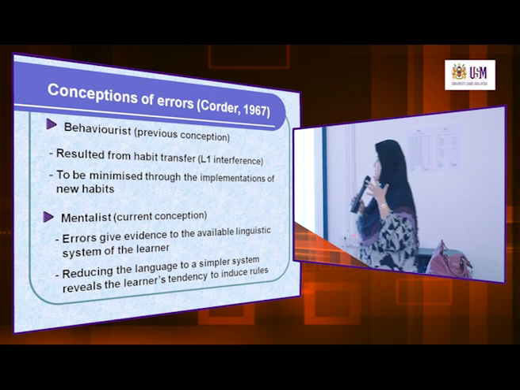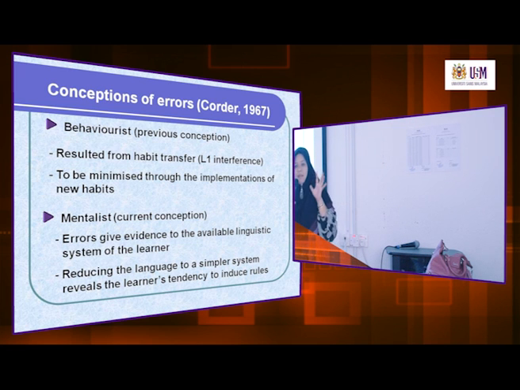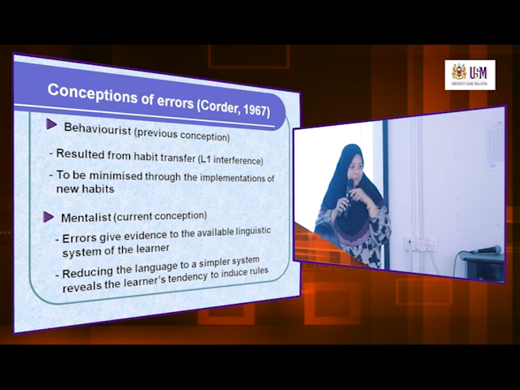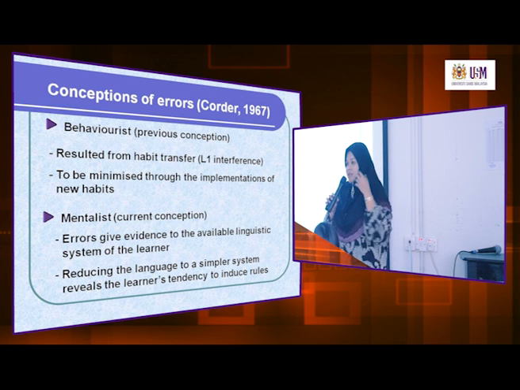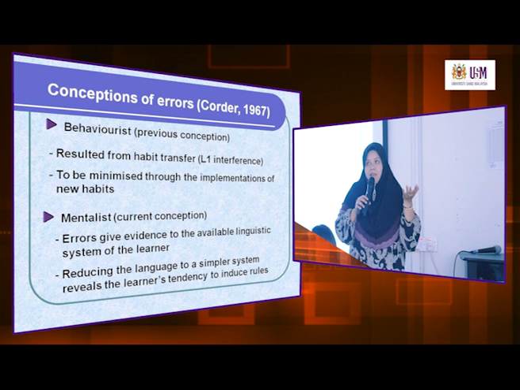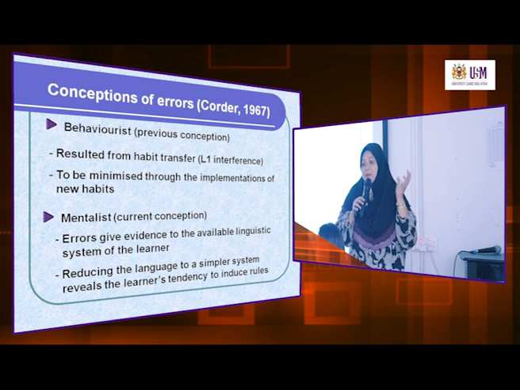The errors come from habits. And remember when you were in primary school, you were taught that past tenses have got three types. The irregular verbs, the non-changing verbs, and the verb that you have to add ed, isn't it? So habit transformation also means that sometimes you read fight as fighted, because of habit formation, you are not exposed to the irregular verb so much. Fight becomes fighted instead of fought. Fox become foxes.